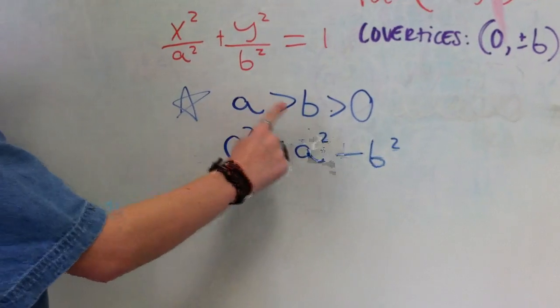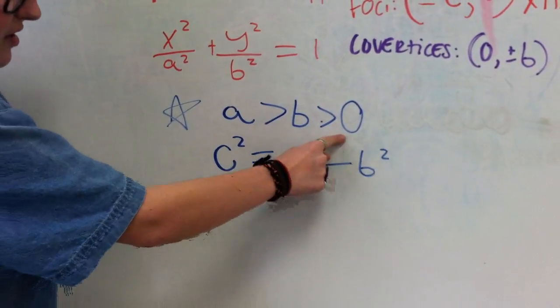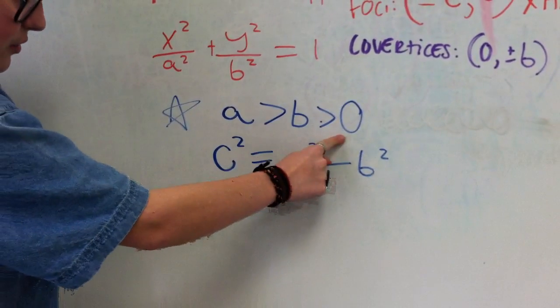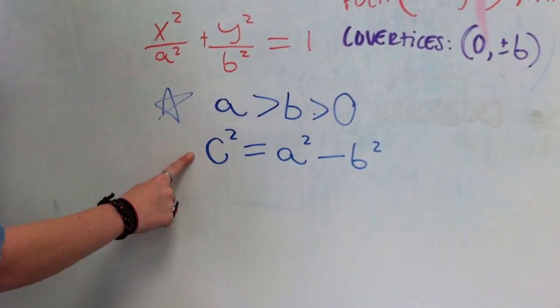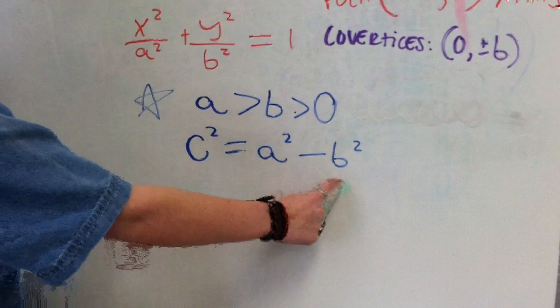You always know which one is bigger. A is bigger than b, and b is always bigger than 0, and you can always find c by using almost the Pythagorean theorem, but it's c squared equals a squared minus b squared.